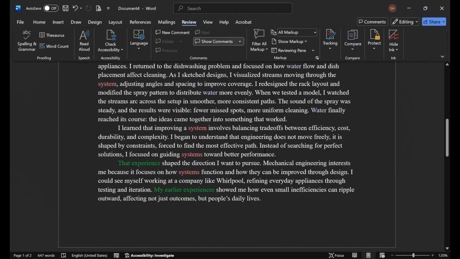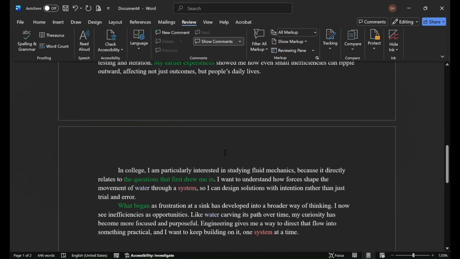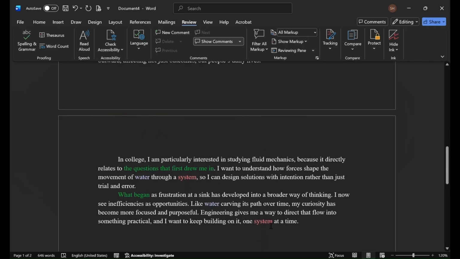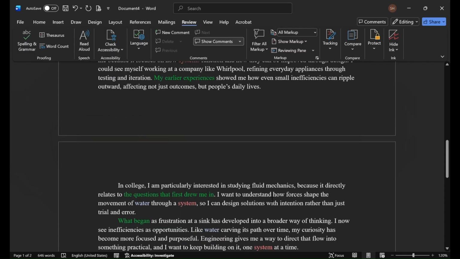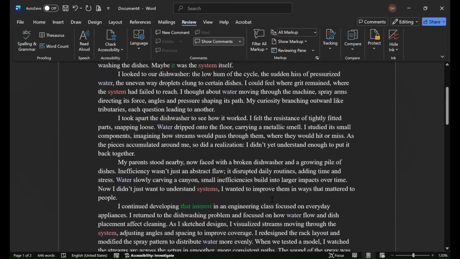So this sentence is, "Instead of searching for perfect solutions, I focus on guiding systems toward better performance." So we could say something like, "I focused on," we could even get rid of both of these words, "focused on progress toward better performance," say something like that. And so now when we look through this sort of color-coded system, I think it's pretty good at this point. We still see a good amount of color, all fairly close to each other, but not too close to each other.